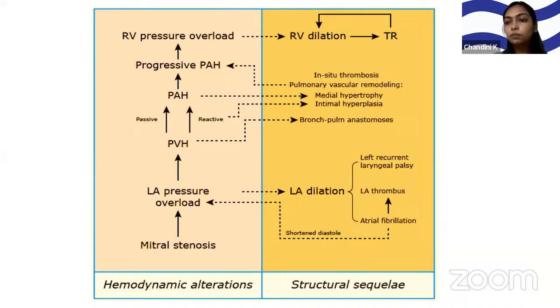This pressure overload will be transmitted to the pulmonary vasculature, leading to pulmonary venous hypertension followed by arterial hypertension. This hypertension will lead to reactive medial hypertrophy and intimal hyperplasia. As the hypertension further progresses, it can lead to RV pressure overload and RV dilatation, and the patient can go into right heart failure. Also, a functional tricuspid regurgitation will be associated in case of RV pressure overload.